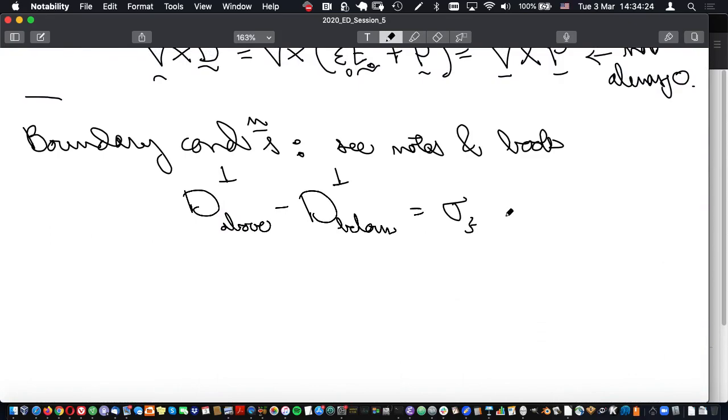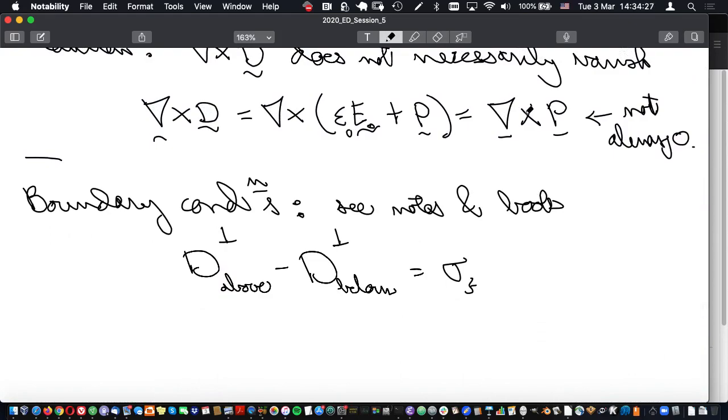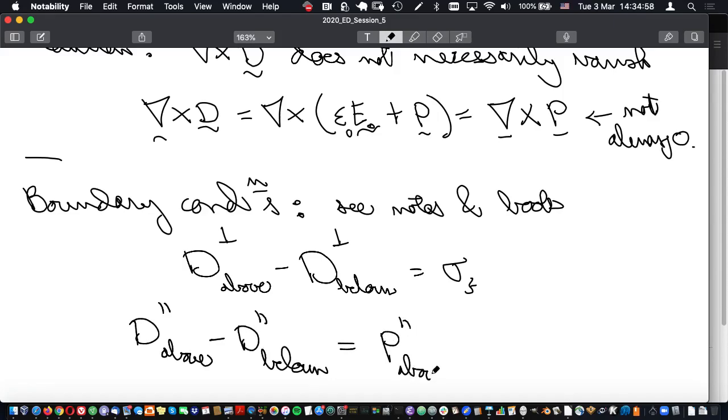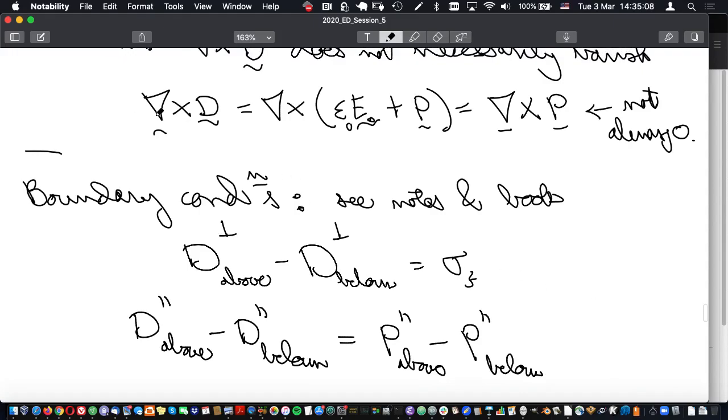And if you now use this one here, but do what we did before with Stokes' law, so I just have a loop going around, and take the loop to 0, then essentially the only thing I can say is that the parallel bit of the displacement above minus the parallel bit below is exclusively given by the parallel bit of the polarization above minus the parallel bit of the polarization below. Because that's the only equation I have to relate those things.